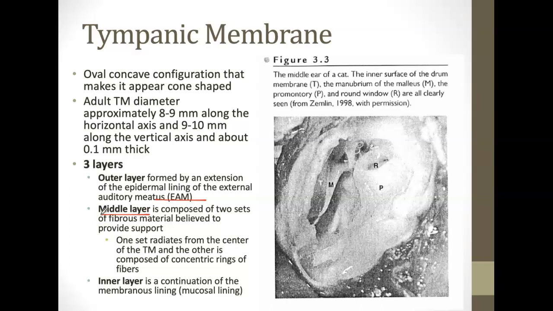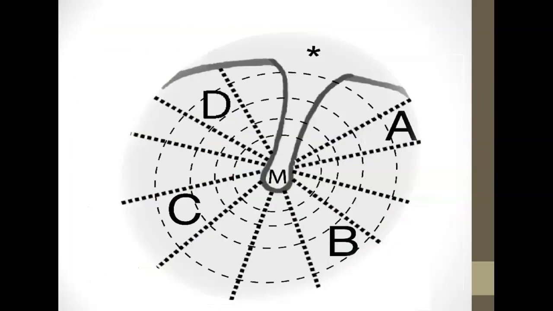That's the fibrous layer. It has both radial fibers and then concentric fibers. So basically you have fibers that course kind of north, south, east, west, and then you have these kind of circular fibers, if you will. And so that middle layer gives the tympanic membrane its strong structure. The inner layer is just continuous with the mucosal lining of the middle ear space. Okay, because the middle ear space is all lined with mucosal structures.